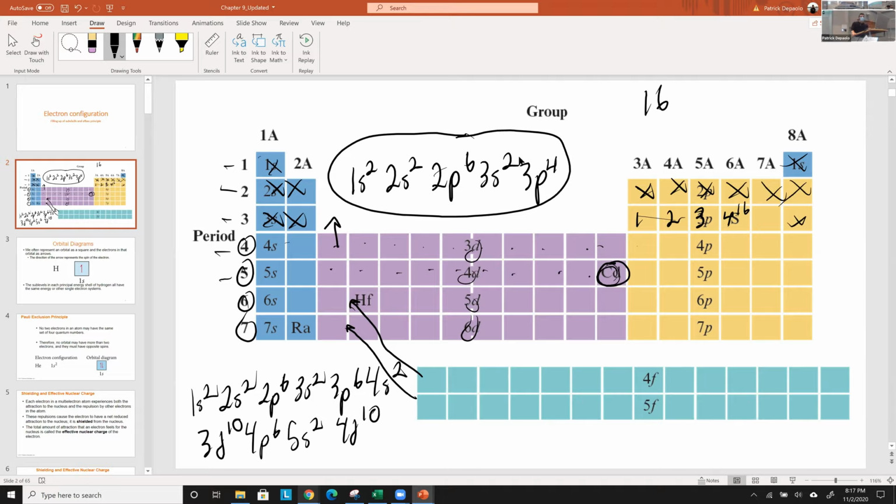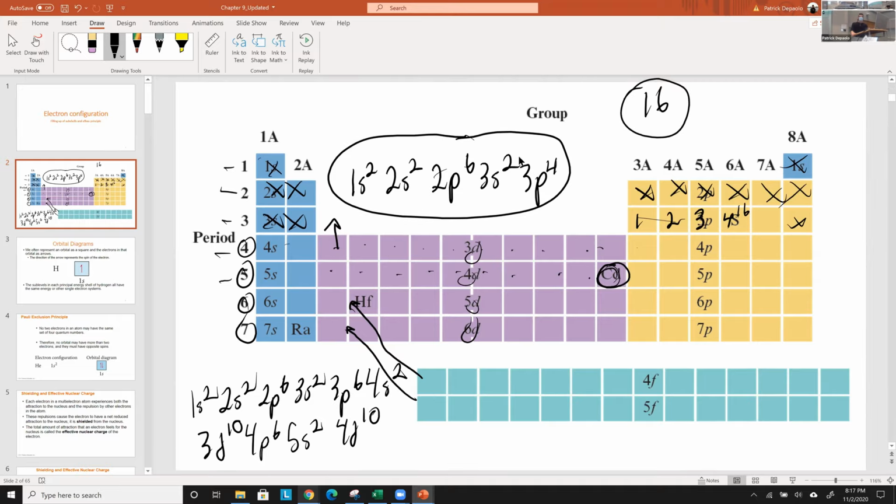Other things, the reason why at the beginning I wrote the number of electrons of sulfur is because you can check your work. You can count up the exponents, and that's the number of electrons. So you have 2 plus 2 plus 6, that's 10, plus another 2 and 4, that's 16. So you get 16. So that's another way to check your work.